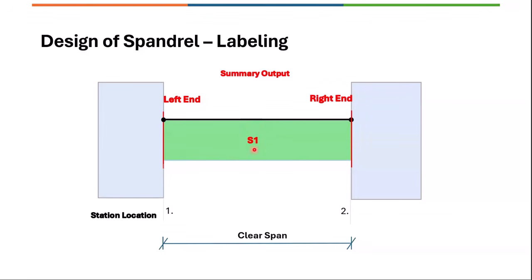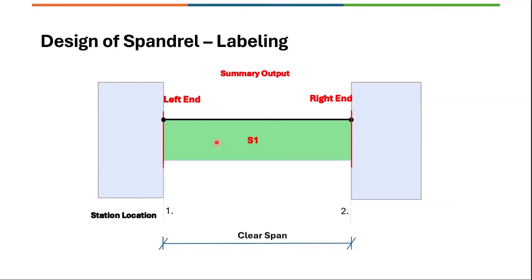So the labeling is the key here. Assume that this is a shell element which is modeled for the coupling beam between the shear walls, and it is labeled as S1. Or even if these are meshed, and you have applied the S1 label to all of this, you're still going to get the left and the right end two outputs.